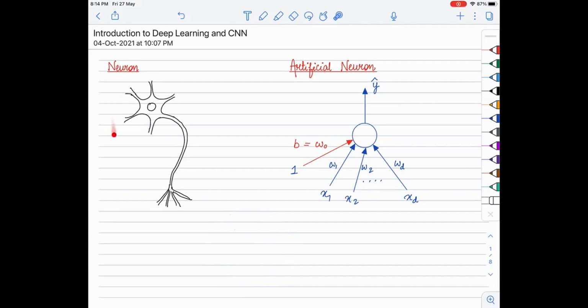I think I showed you this diagram previously. This is a typical neuron inside your brain. Your brain has about 100 billion such neurons, all connecting with one another and sending information to one another. And there are some 100 trillion connections. When I say connection, it means that there is another neuron here.